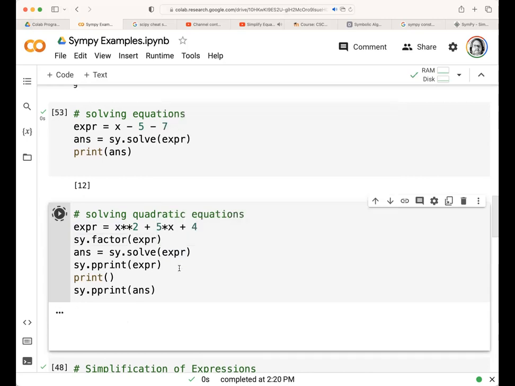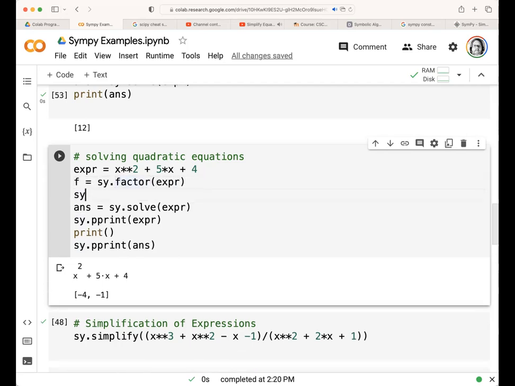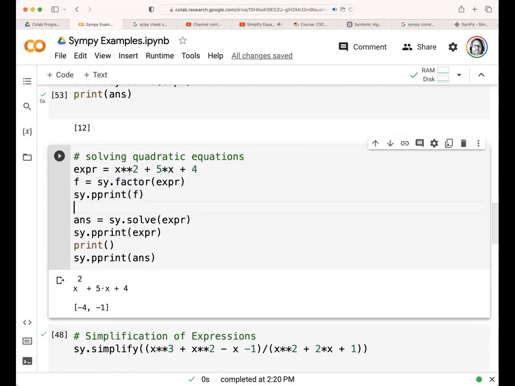If I do that, that's weird. It didn't print everything out like it should. I don't know why it didn't do that. The printing is sometimes a little weird. I guess I could do something else. I could say f is equal to that, and then I could do sy.pprint f, just to make it nicer.